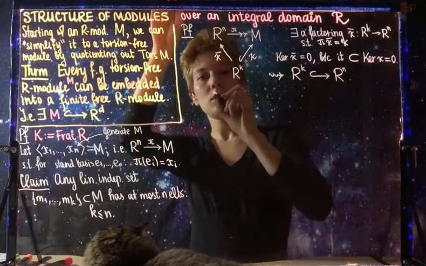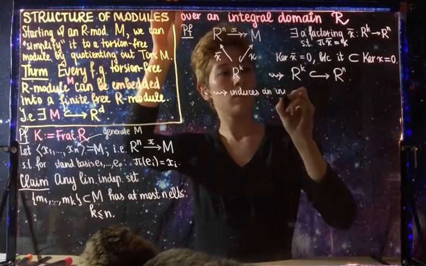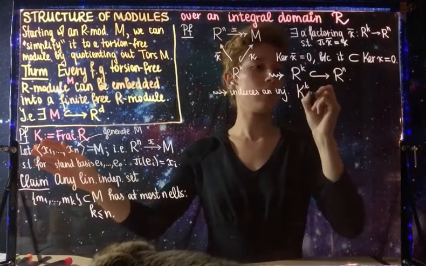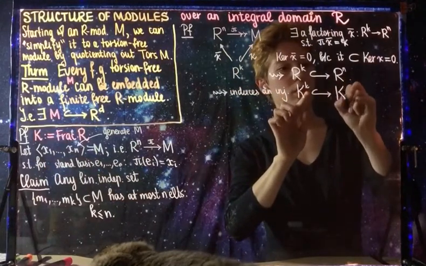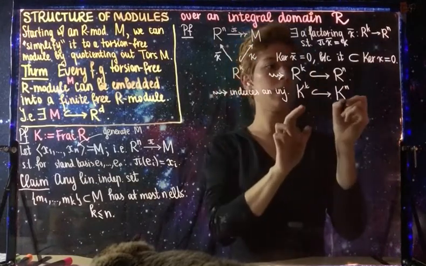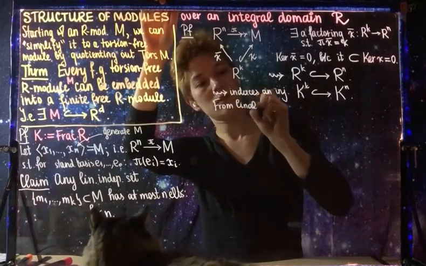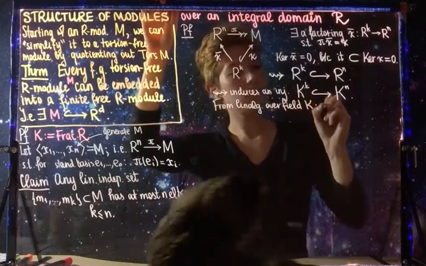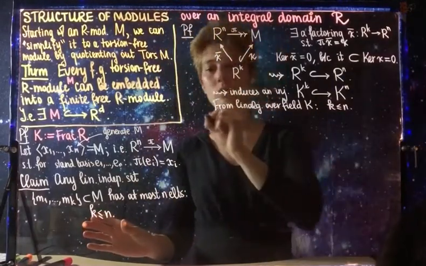And this induces an injection of K-modules, K to the power k into K to the power n. But these are two vector spaces. So from linear algebra over our field K, k is at most n. And this is what we wanted to prove.